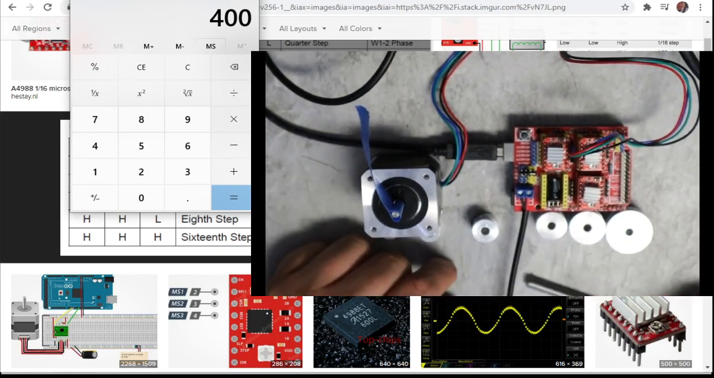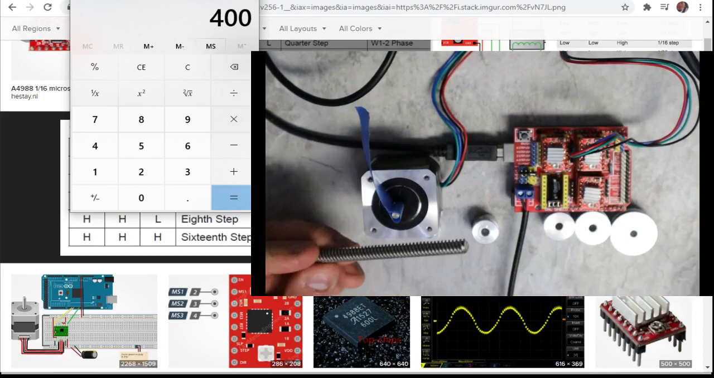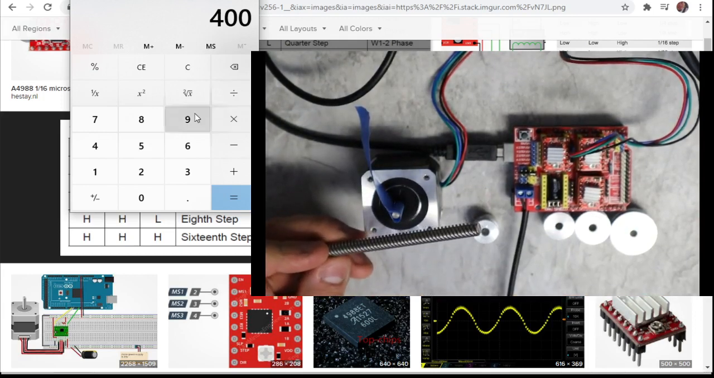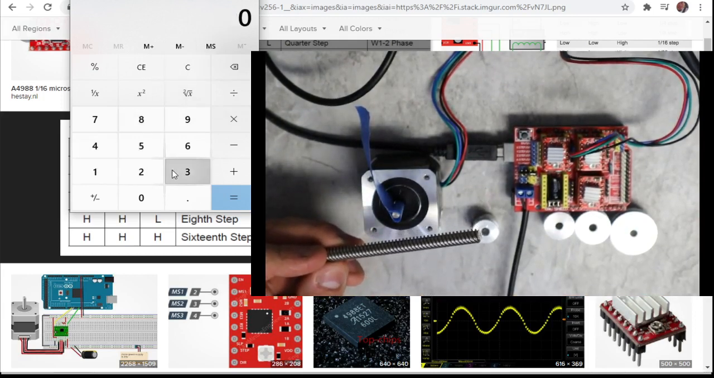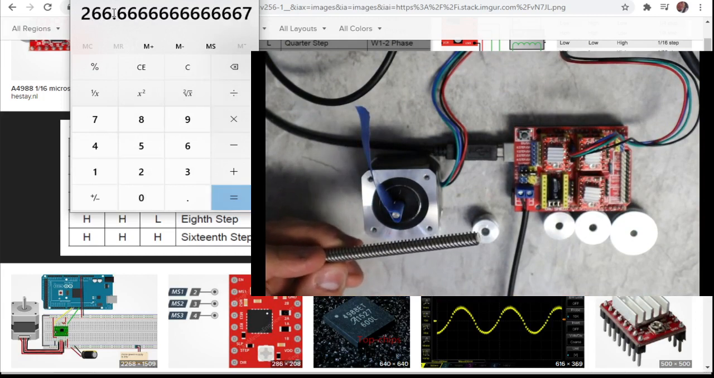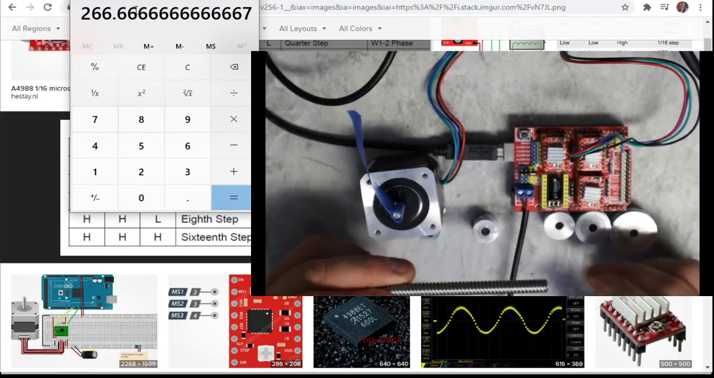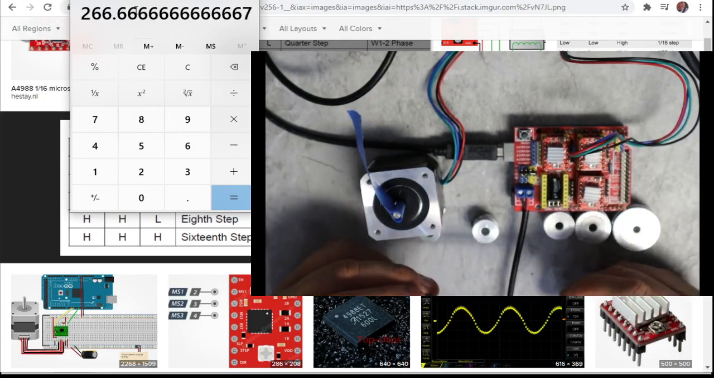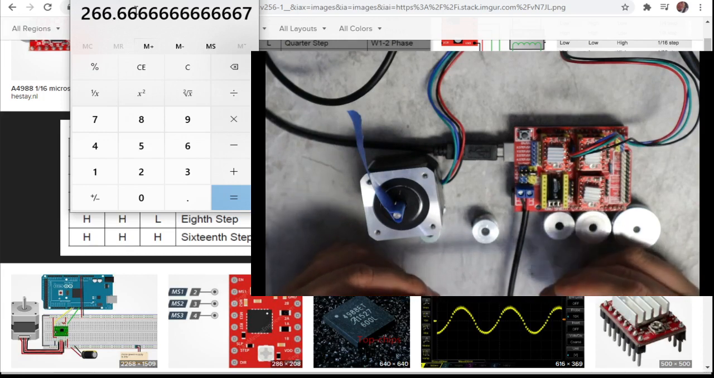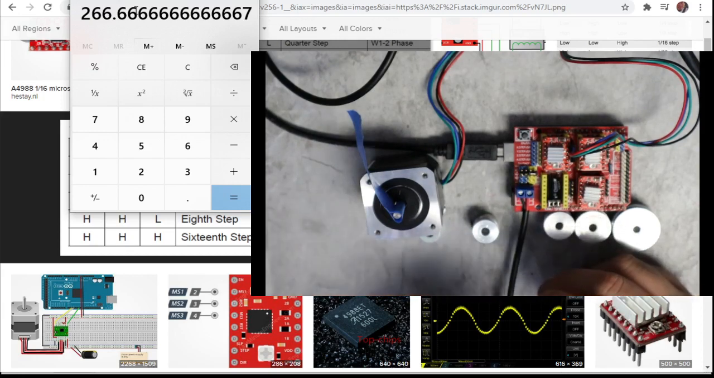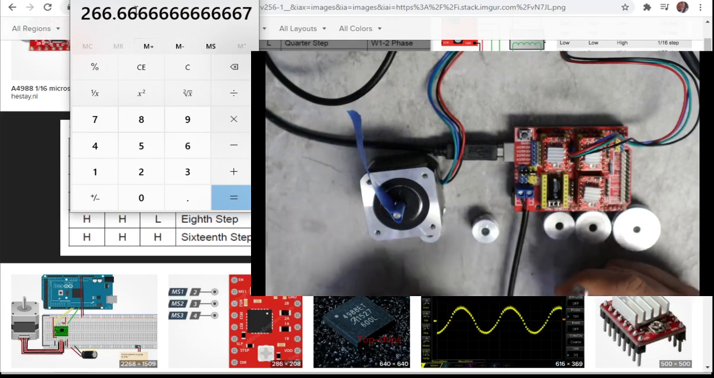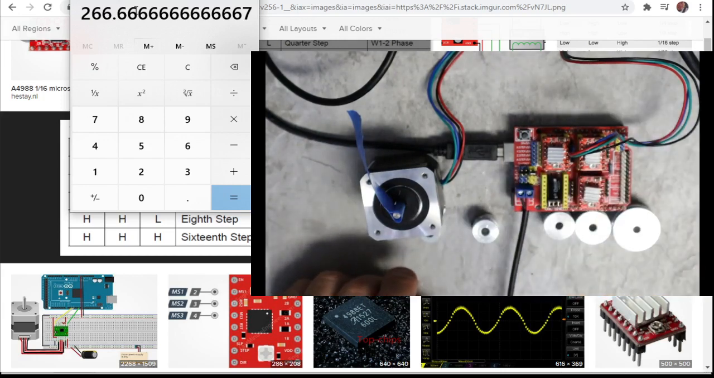We're going to look at one more of these leads. So this is a 12 millimeter lead screw. So 3,200 divided by 12 equals 266.67 pulses per millimeter. There we go. Got to get that context right. So yeah, this has six leads on this one.